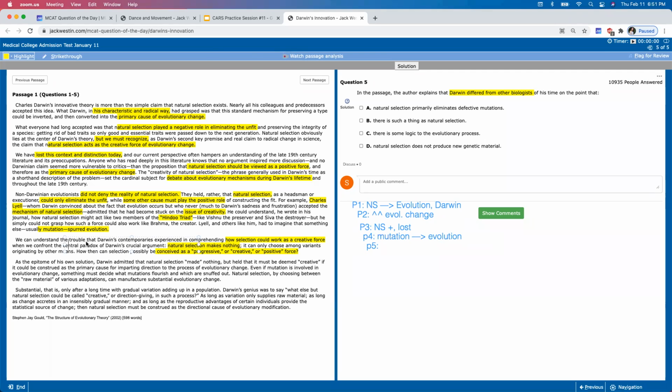Yeah, so that's the central paradox. Good catch. So what is the summary of this paragraph? So we can just say that we have some questions. And yeah, natural selection did not make anything.